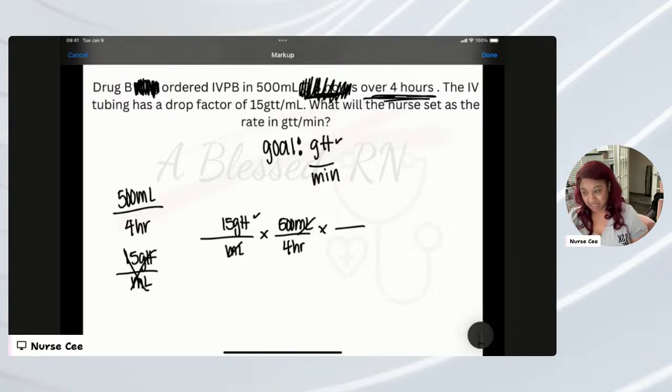I need minutes. So I know that 1 hour equals 60 minutes. So you see, it's just everything that is together or that equals each other. You line them up and cancel out your units, putting it together like a puzzle, and you get your answer. So 15 drops on the top, 60 minutes on the bottom. Now I can do my math. So we'll do 15 times 500 divided by 4 divided by 60 equals 31.25.